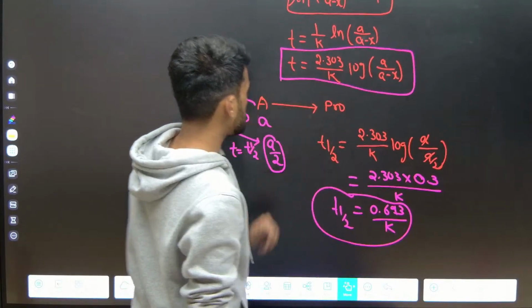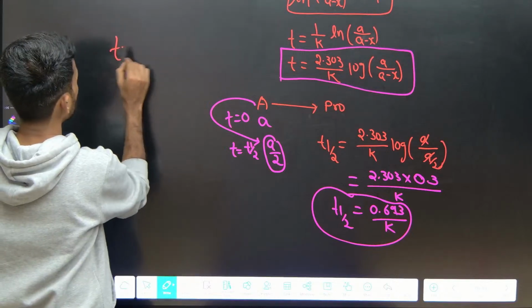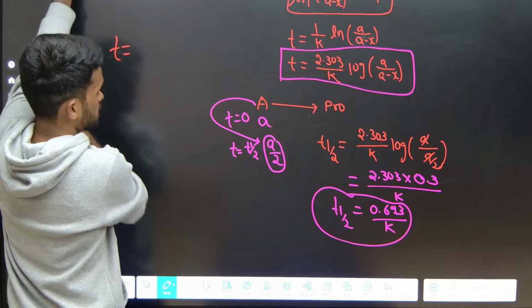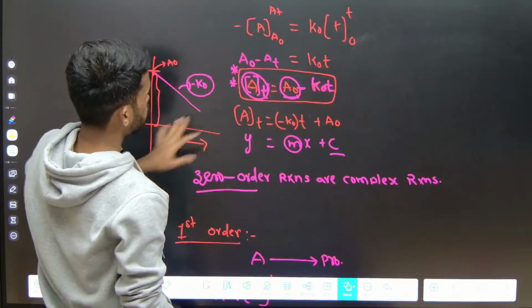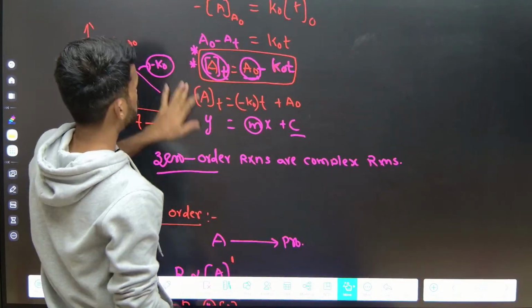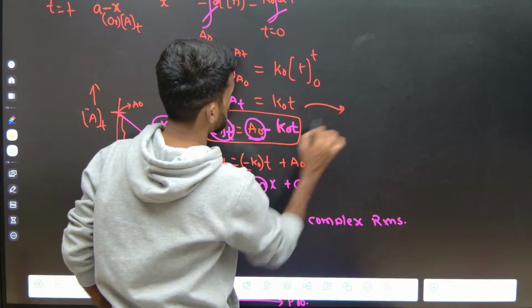If I ask in the same way for the zero order reaction, what is the T half? See, you got for the zero order reaction the equation in this manner. See here, so you got something like this. So what I am asking here, T half for this reaction, if I ask, what you will do?